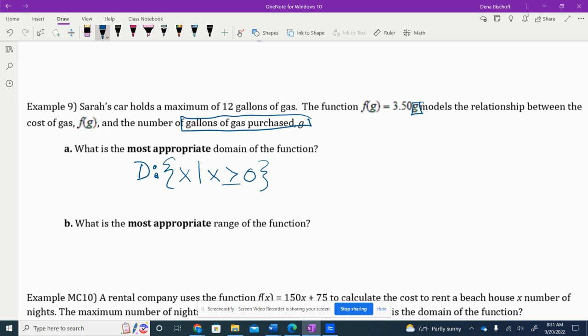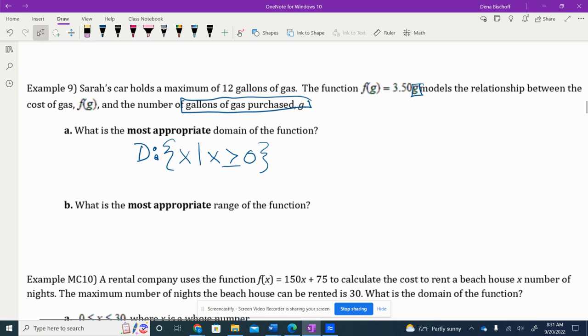If you don't purchase any gas, you don't pay any money. But if you purchase -1 gallons of gas, you don't get $3.50 back. That'd be great, right? Go to Speedway. Hey, I want -10 gallons of gas. Please pay me $50.75 or whatever, right? It doesn't work like that. It'd be great if it did, but it doesn't.